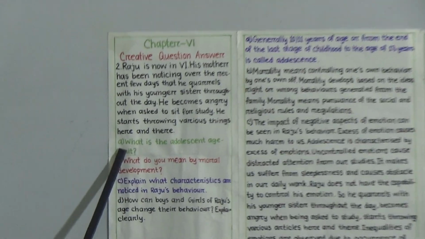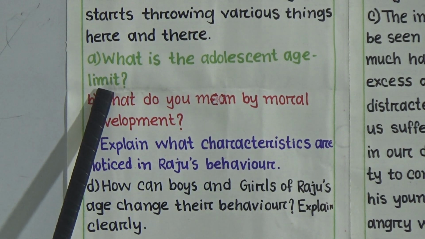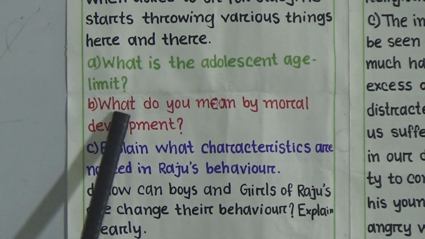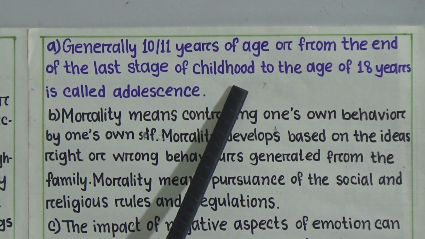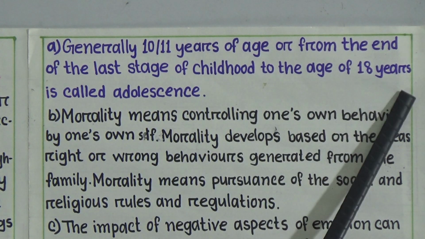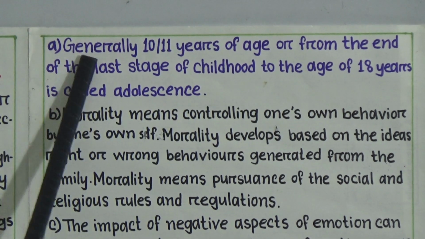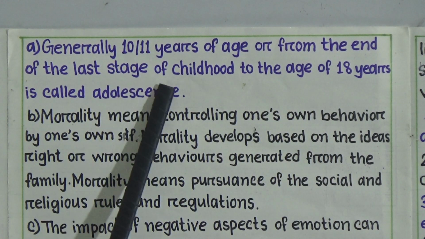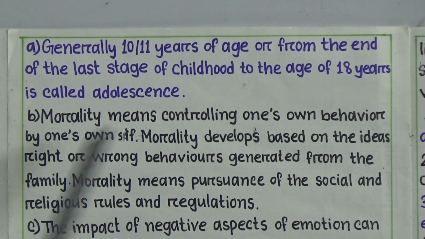Our first question is, what is the adolescent age limit? The answer is, generally 10 to 11 years of age, or from the end of the last stage of childhood to the age of 18 years, is called adolescence.